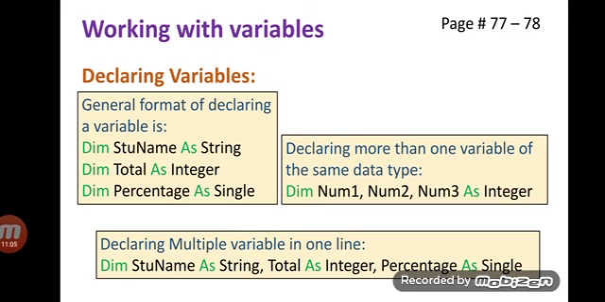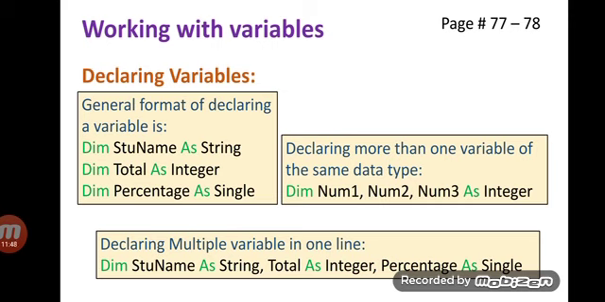Suppose, for example, on page number 76: Dim stu name as String, Dim total as Integer, Dim percentage as Single. String means it holds alphabetical data, numeric data, and special characters, as I have read in your book, page number 78. All these things are written in your chapter, what I told you. Integer holds whole numbers; Single holds whole and fractional numbers.